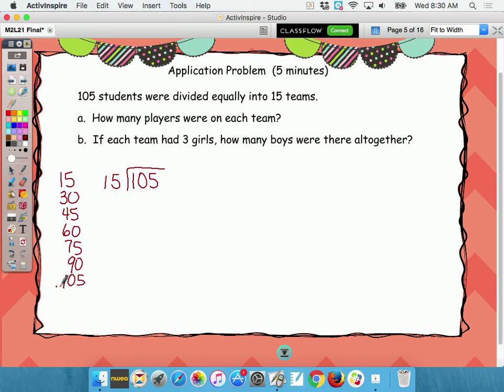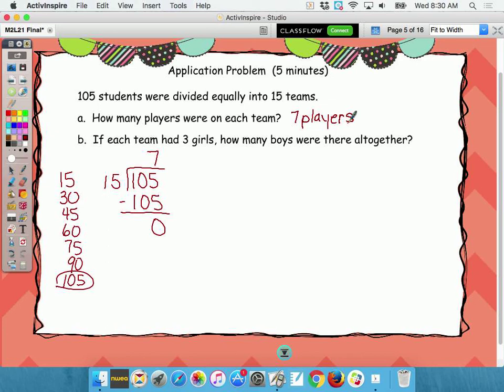Oh goodness. Do we have an answer? Yes. So 15 times what equals 105? 7. And we did quite a bit of this yesterday, didn't we? I think 2 or 3 times. Okay. So how many players were on each team? 7 players on each team. So I'm just going to write 7 players here. Whatever you want: people, children, students, kids.